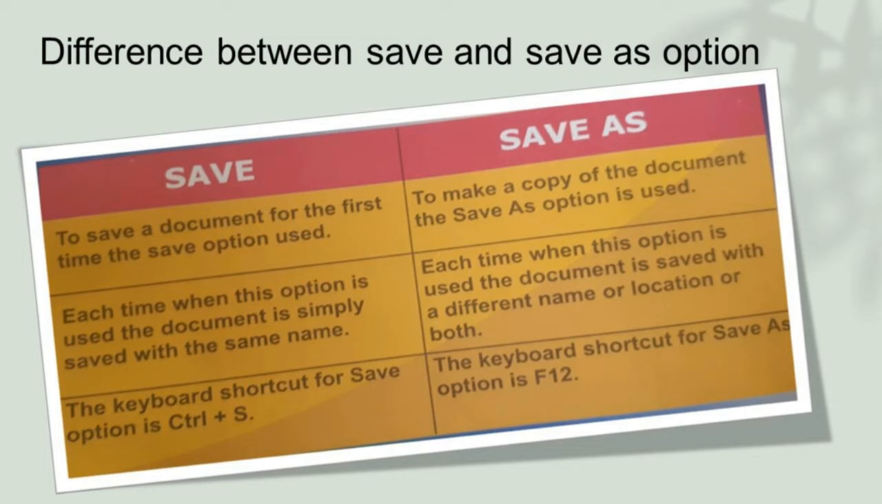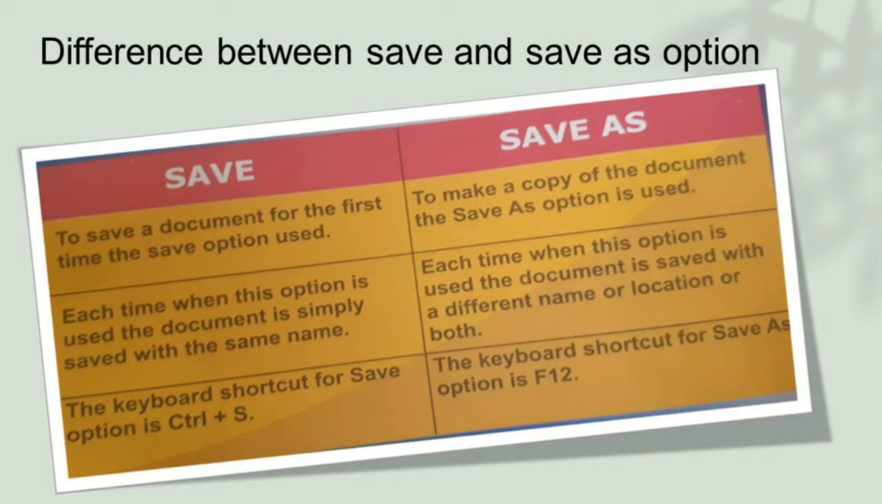Difference between Save and Save As option. First, Save. To save a document for the first time, the Save option is used. Save As. To make a copy of the document, the Save As option is used. Each time the Save option is used, the document is simply saved with the same name. Each time the Save As option is used, the document is saved with a different name or location or both.